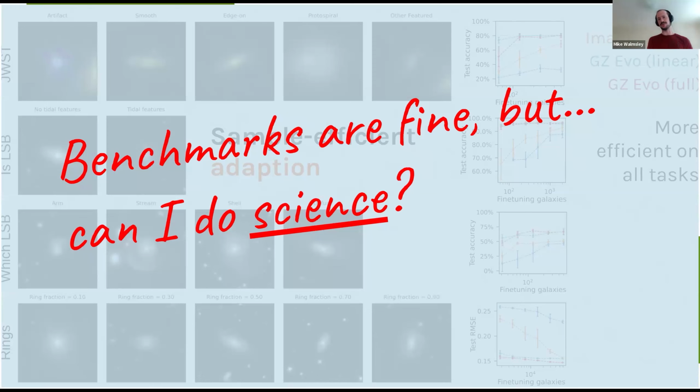So for the second half of this talk, I'm going to talk about how we've been applying this to do a bunch of stuff in astronomy. But maybe I might pause for a minute and just see if people have questions on the foundation model background.